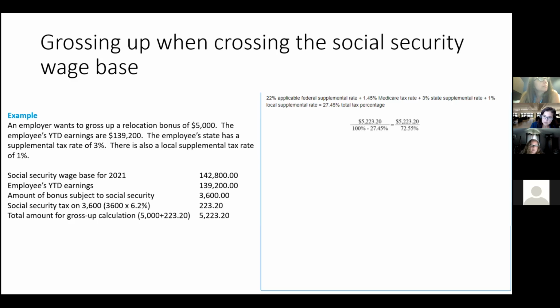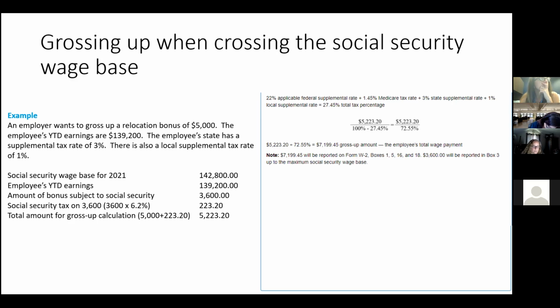So this time we're going to take $5,223.20. Again, that includes the $223.20 that we came up with for Social Security. And we're going to divide it by 100% minus 27.45%. That 27.45% is all of the taxes that she does have to pay added together. If we do the math, we get that the employee's grossed up amount is going to be $7,199.45.